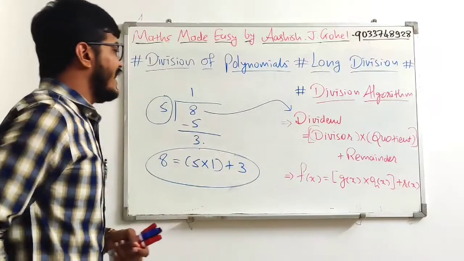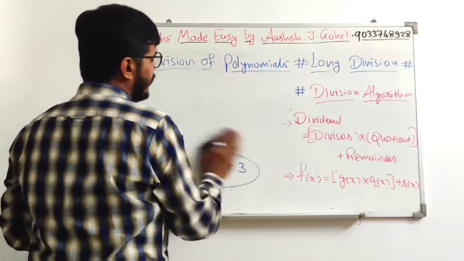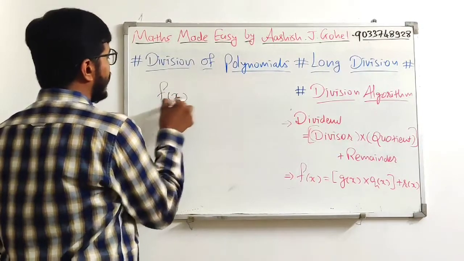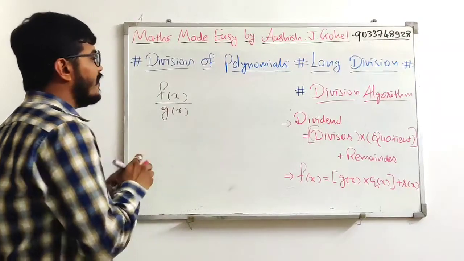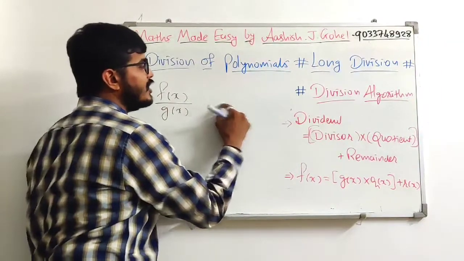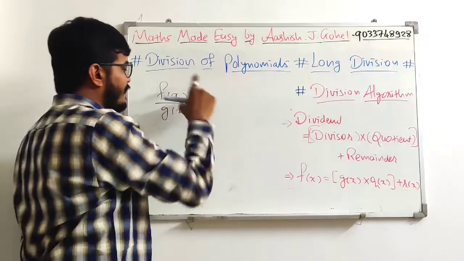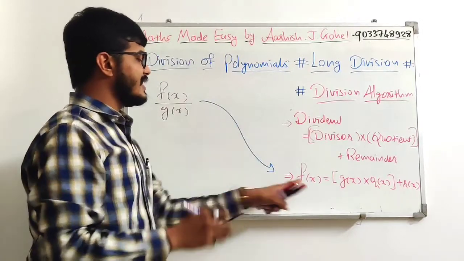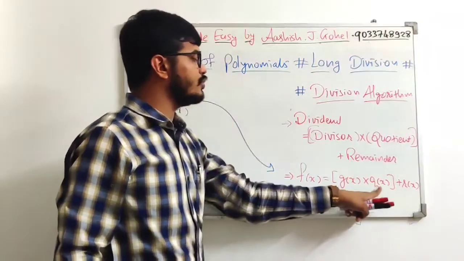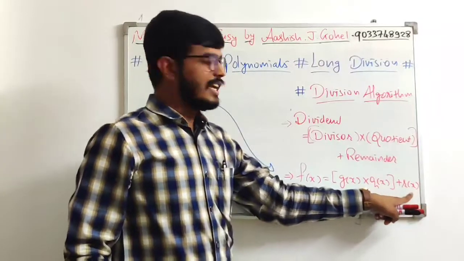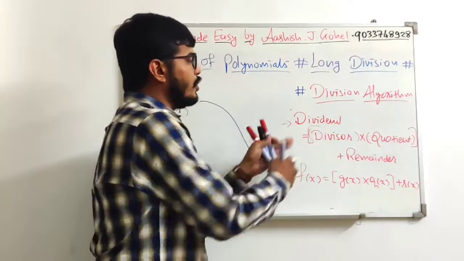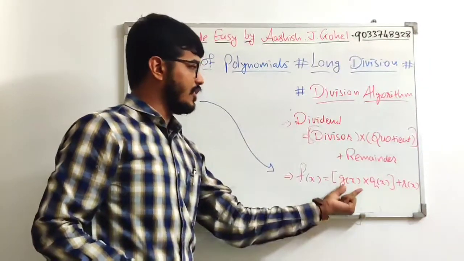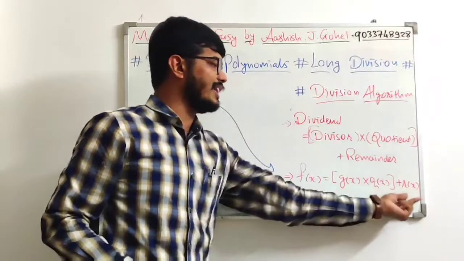So let us assume that two different equations are given. One of the equations is say f of x, another equation is say g of x. If I want to divide one polynomial by another polynomial, then after division the algorithm will look like this: f of x is equal to g of x into q of x plus r of x. Here you can observe that f of x is your dividend, the divisor is your g of x, quotient is q of x and remainder is r of x.